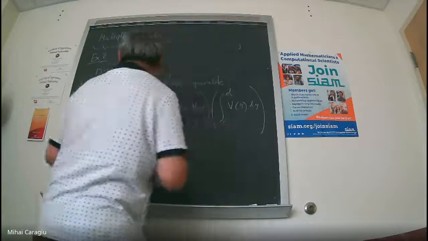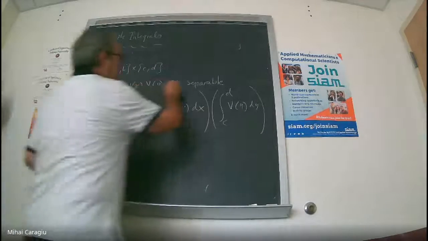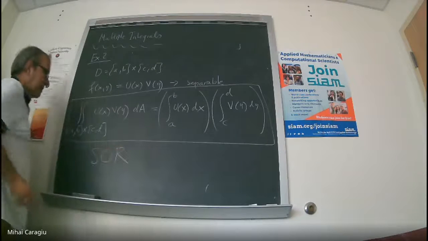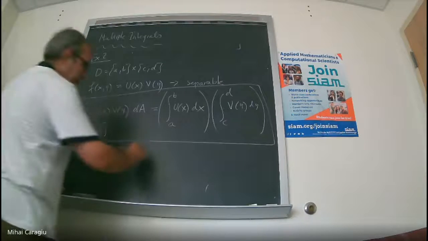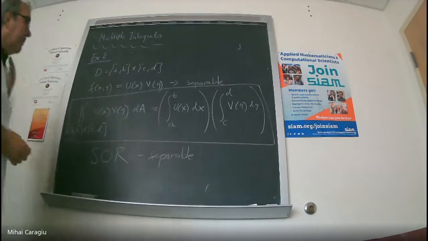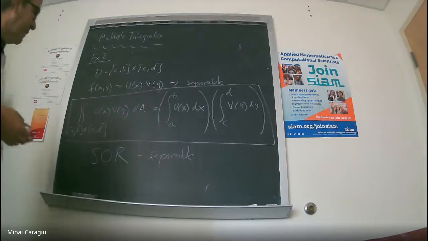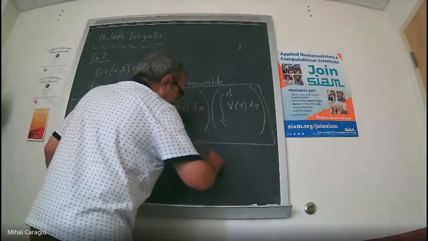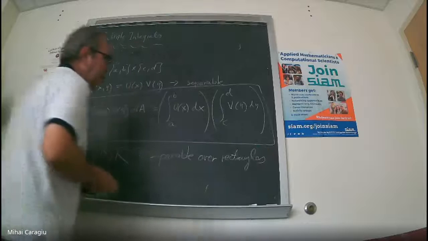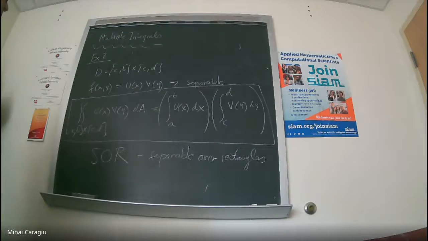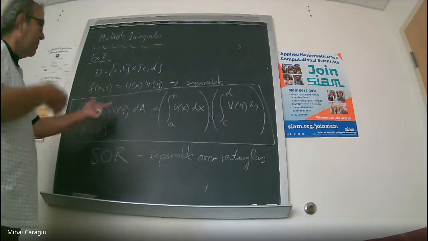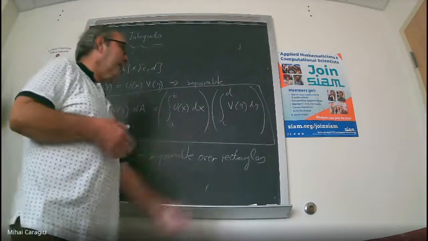And a very neat formula, right? We call this formula SOR: separable over rectangles. Very important, and it tries to be very useful because it's very effective calculus. If we integrate a separable function over a rectangle, this reduces to the product of the x integral times the y integral.